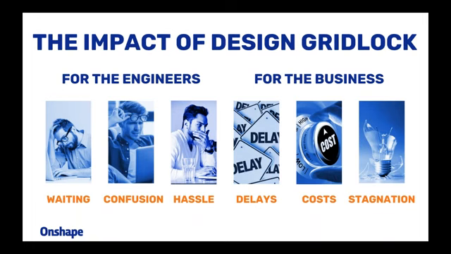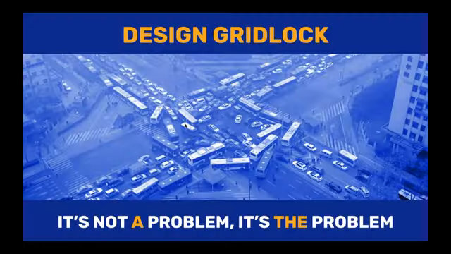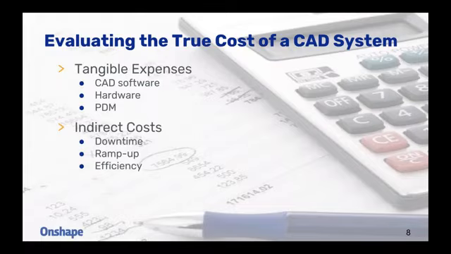Which cause delays, increased cost, you might miss deadlines, and then stagnation because you're not trying out new, interesting design ideas. Instead, you're working on trying to fix the problems of the current CAD environment. So really, that's what design gridlock's all about, and it ends up being the biggest problem that an engineering-centric company has, if you really get down to brass tacks, right? And that's our premise here with Onshape.